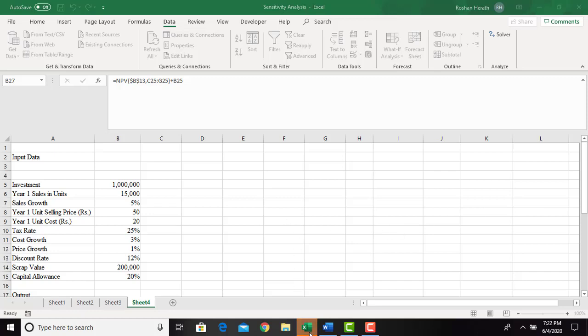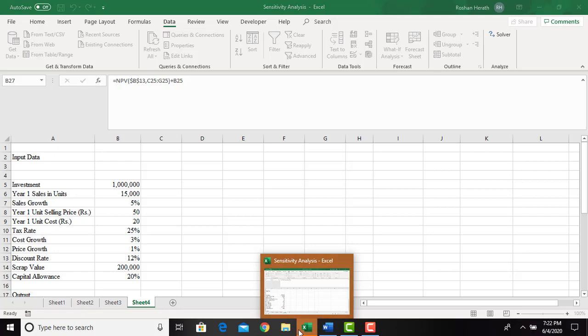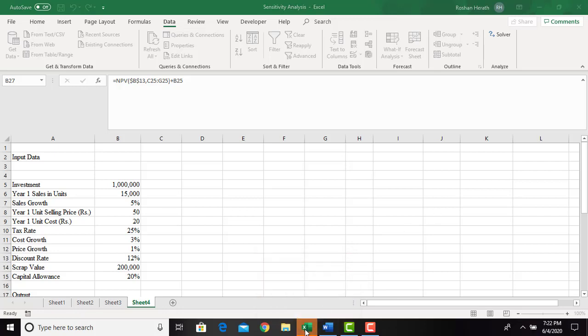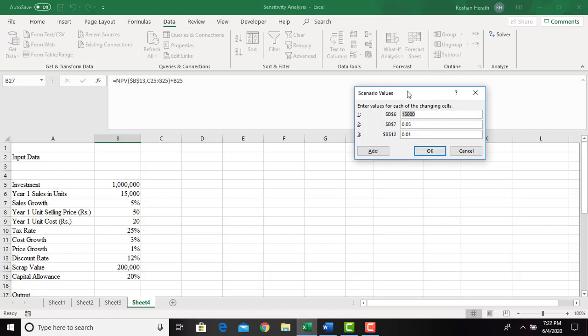So it may take some time to process. It's a little complicated one. So allow some time for that to appear. Yes, then it comes. Okay. Then you can say what is B6.